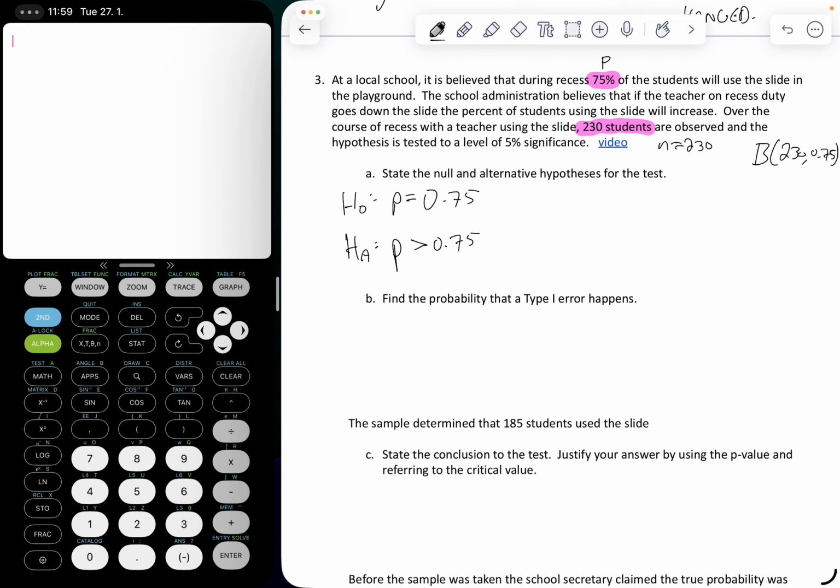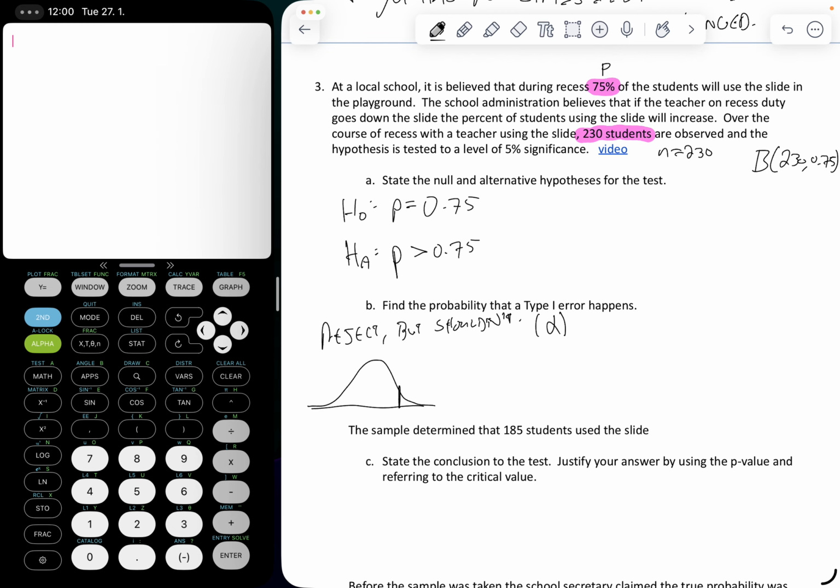So they want us to find the probability a type 1 error happens. Remember, that's just the probability that we're in the tail when we reject the null hypothesis, but maybe we shouldn't have. So we reject, but we shouldn't. That means the p is correct, the 0.75, but we just happen to be in the tail. And with a normal test, that's just equal to alpha. The whole idea with a normal test is that you cut off the value that gives you 5% in the tail, and that's exactly the probability that you would find an example that far or further away.